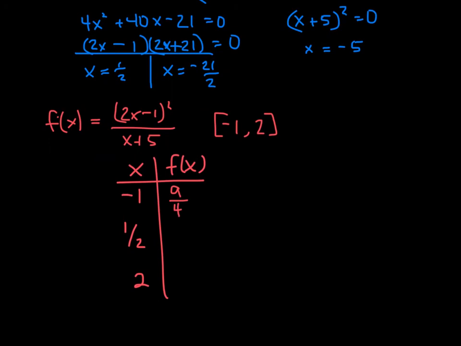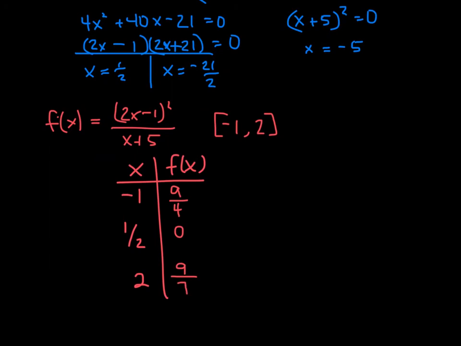Now 1/2. 2 times 1/2 is 1, minus 1 is 0, 0 squared is 0, over, well, 0 divided by anything, just make sure it's not 0 on the bottom. Nope, it's 1/2 plus 5, and so we just get an answer of 0 there. The last one is 2 times 2 is 4, minus 1 is 3, 3 squared is 9 again, over 2 plus 5, which is 7. Okay, so those are my values.